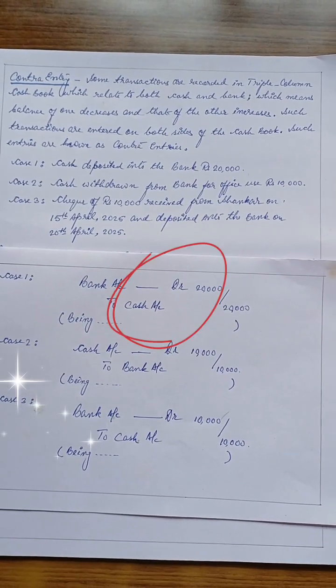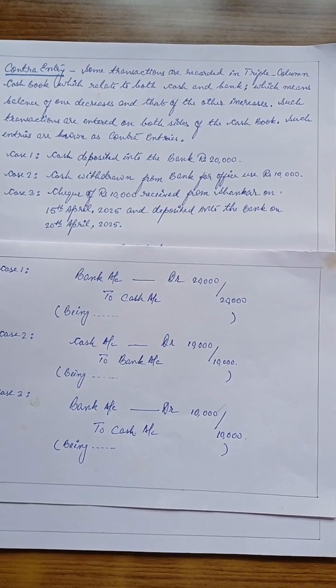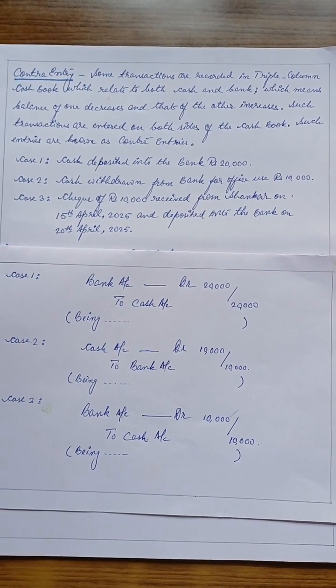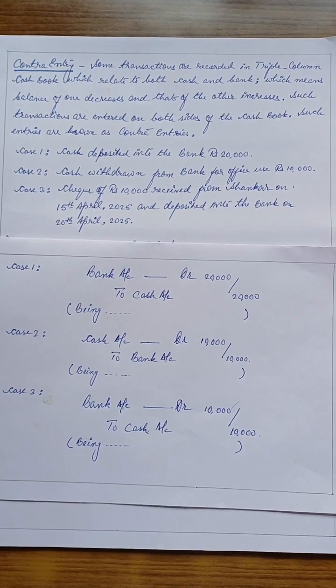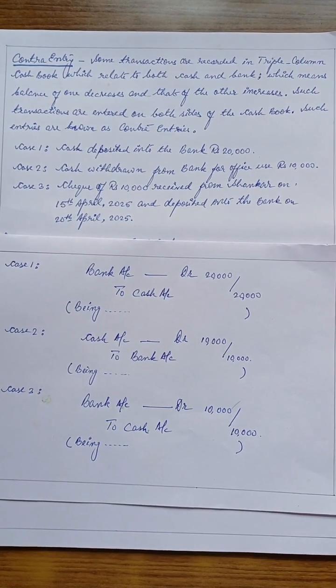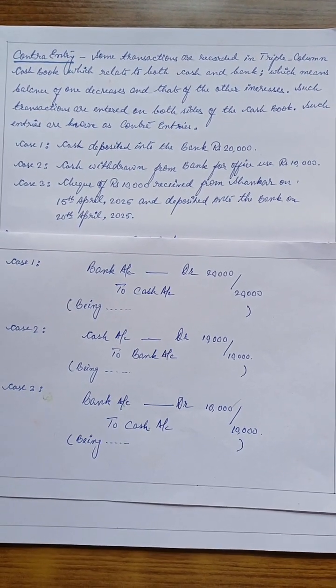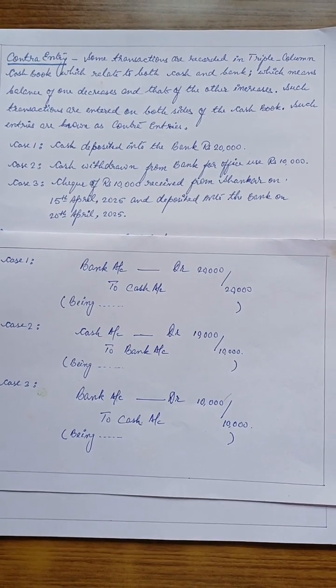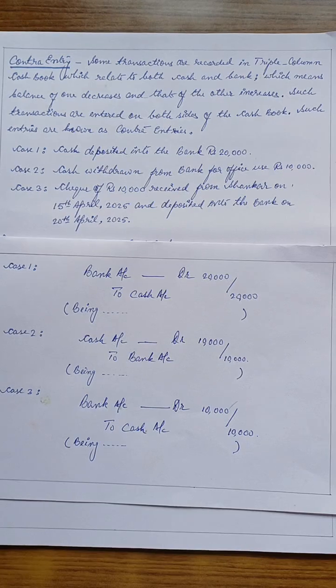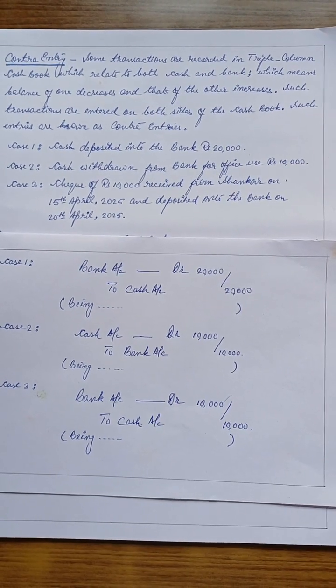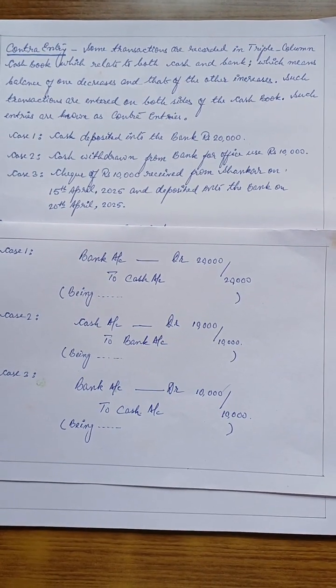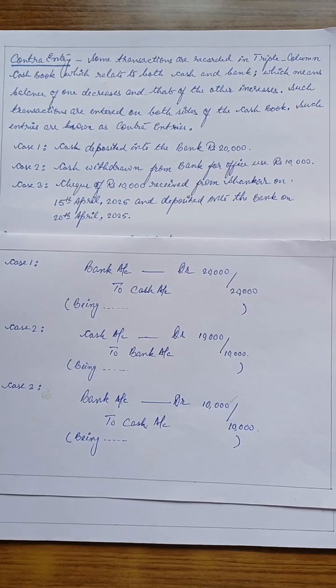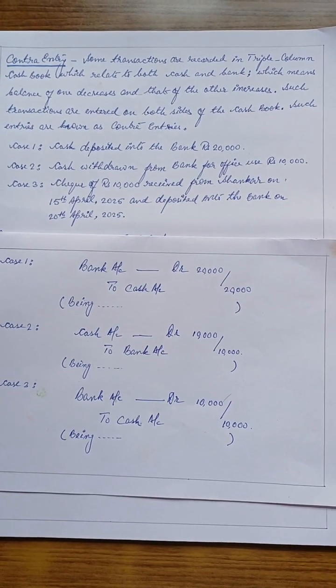Today we will learn about the contra entries. With the help of the journal entries, we will understand how to pass the entries into the ledger called cash book. For that, we have to first understand that some transactions are recorded in the triple column cash book and relate to both the cash and the bank, which means the balance of one decreases, that of the other increases.